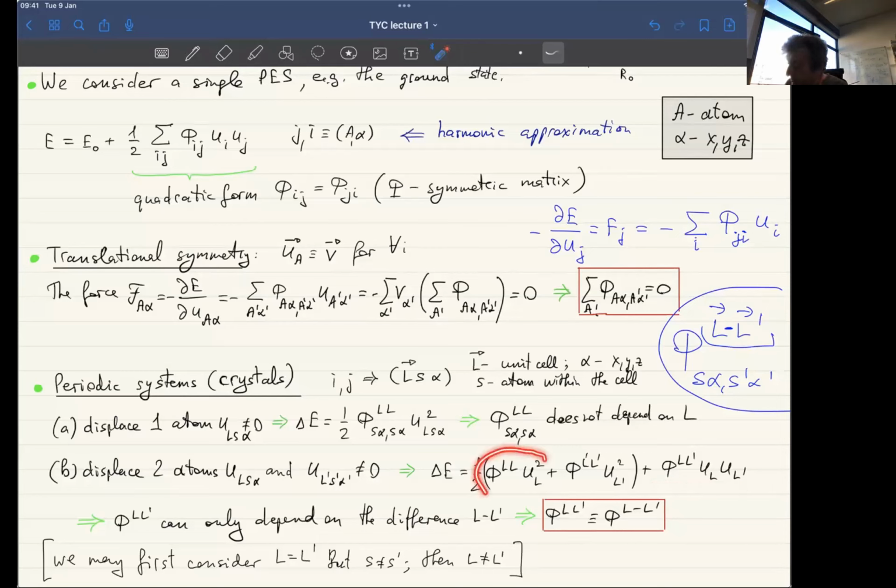But we already discovered that these two terms separately should not depend on the indices L and L prime. Therefore, that term should not depend on L and L prime separately. It may only depend on their difference, because the difference is their relative positions with respect to each other. You see? So this simple analysis shows that for periodic systems, the force constant matrix may only depend on the difference of the lattice vectors associated with two unit cells, not on each of them separately.